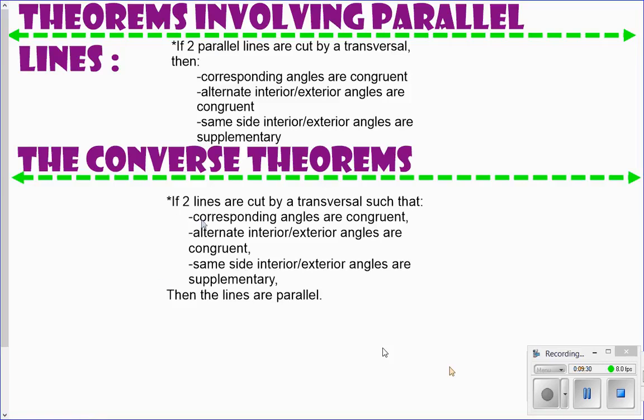So if two lines are cut by a transversal such that we have corresponding angles being congruent, or alternate interior angles being congruent, or alternate exterior angles being congruent, then we can say that those lines are parallel. Also, if we have two lines that are cut by a transversal so that we have same side interior angles or same side exterior angles being supplementary, then we can say that the lines are parallel.